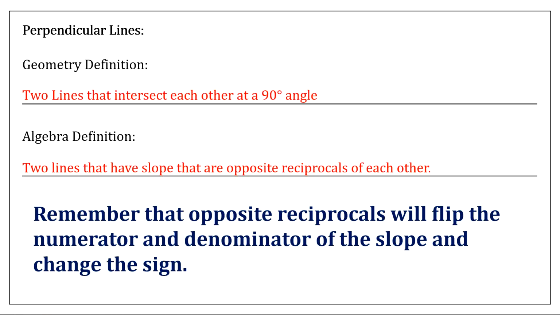So if we start off with positive 3 over 4 for our slope, so 3/4 is our slope, the opposite reciprocal of that is going to be negative 4 over 3. We flip the fraction and change the sign.